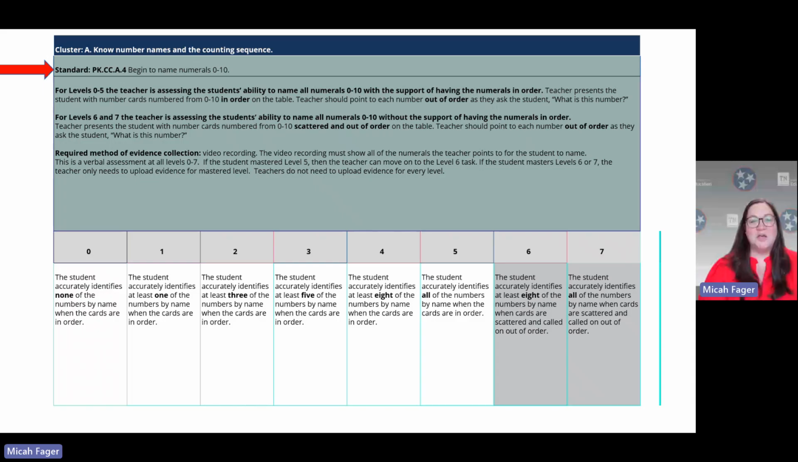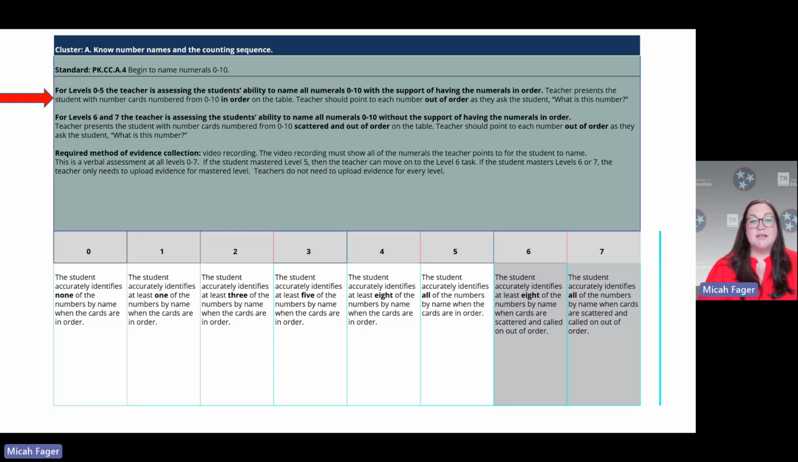This is the portfolio rubric guidance for pre-K standard CCA4. Students begin to name numerals 0 through 10. When students are at levels 0 through 5, the teacher is assessing the student's ability to name all numerals 0 through 10 with the support of having the numerals in order.